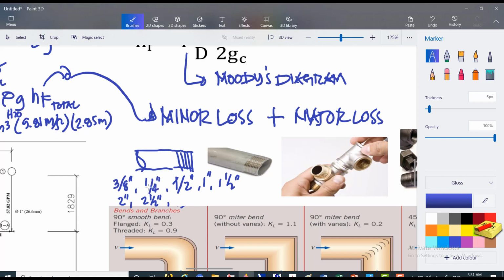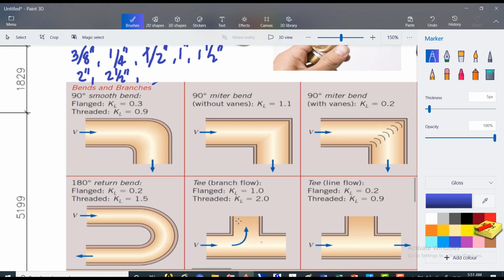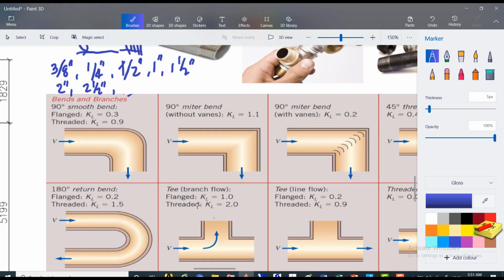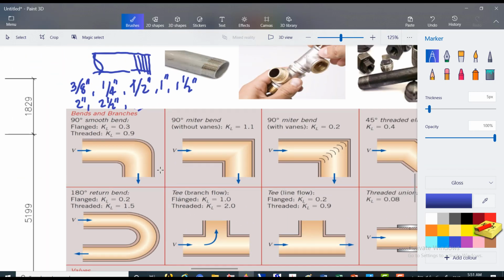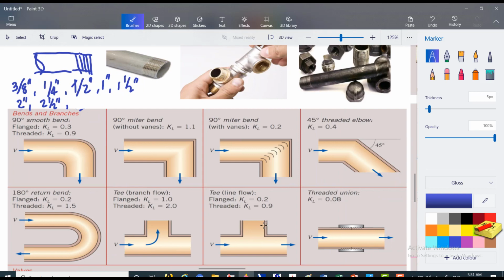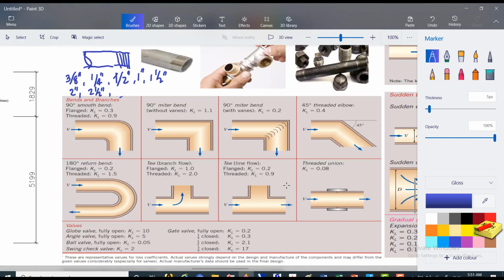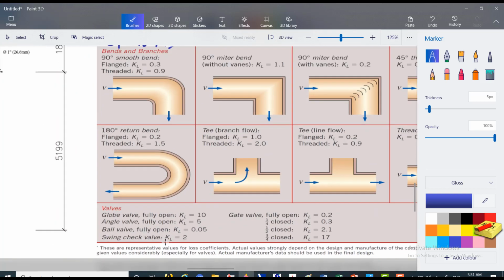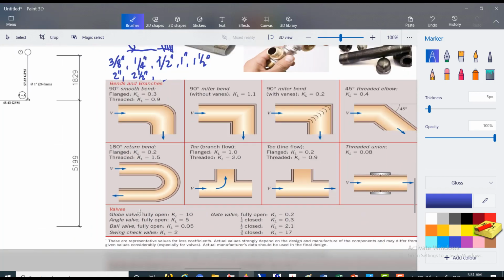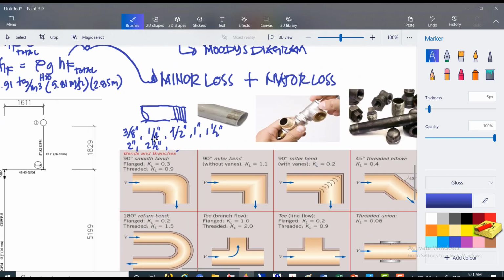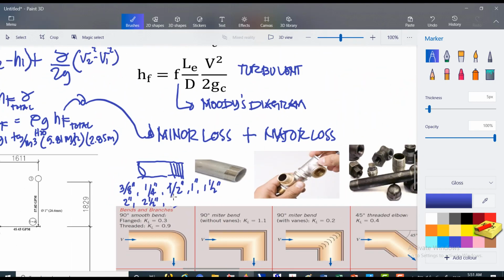If you're going to plug in those sizes, you will be using fittings that are mostly threaded T, threaded elbow, threaded union. And also the globe valves and check valves are threaded. Okay, the gate valves are also threaded.